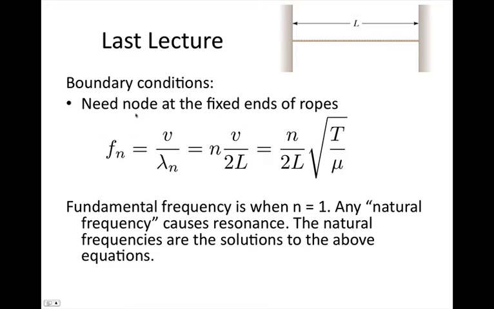So these are just integer multiples of the fundamental frequency, which is the frequency that it oscillates at when n is 1, when there's just one loop, and the length of the string is half a wavelength.